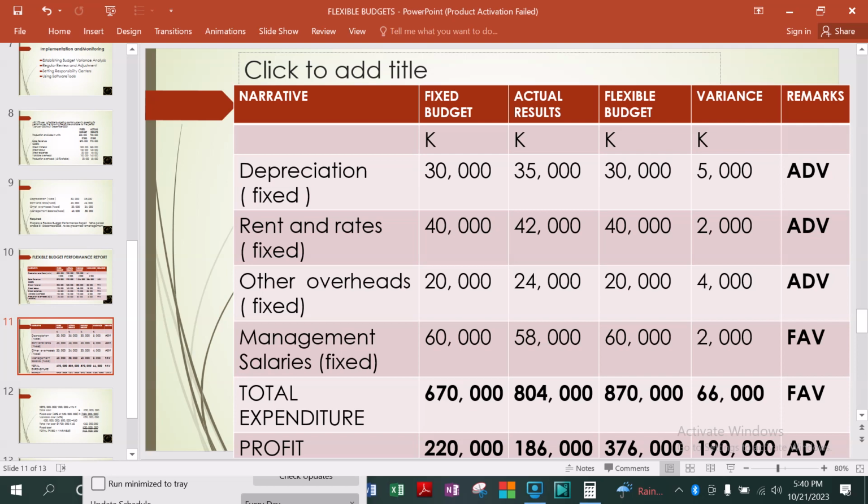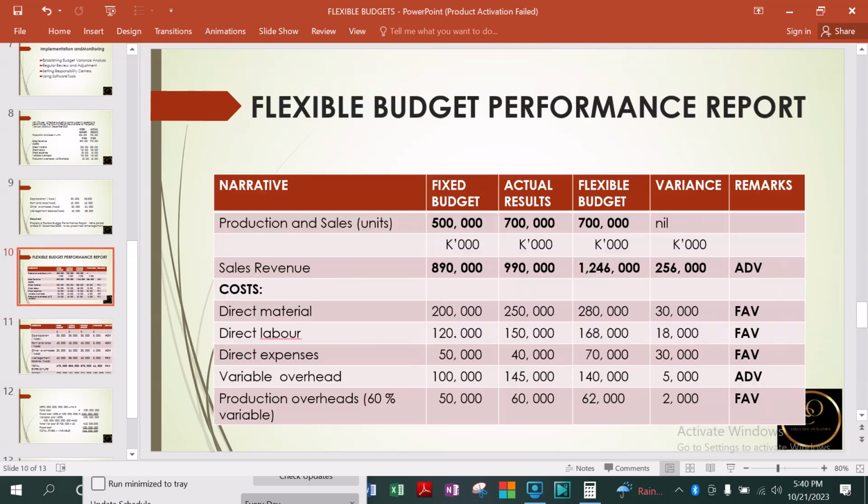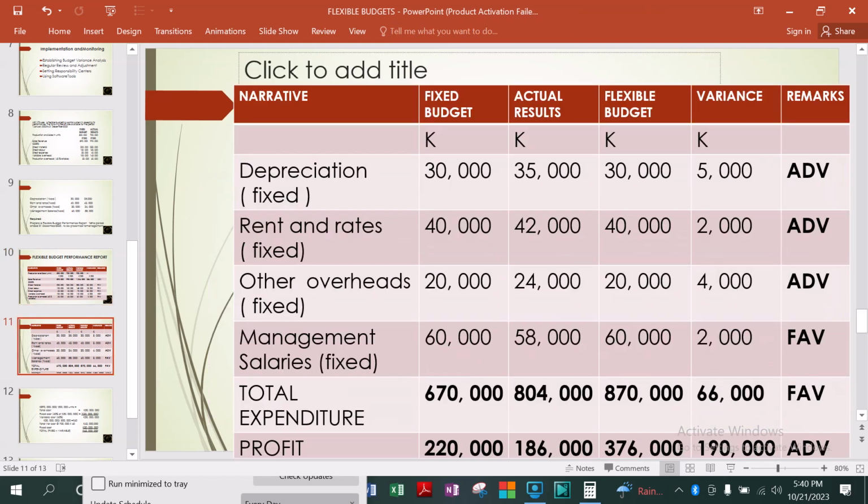When you add and subtract the cost variances, starting from here and the cost starting from here going down, what you see for favorable is more like a positive, adverse is more like a negative. So you add the positives, subtract the negatives, and the end result you are going to have is a positive of 66 million favorable.